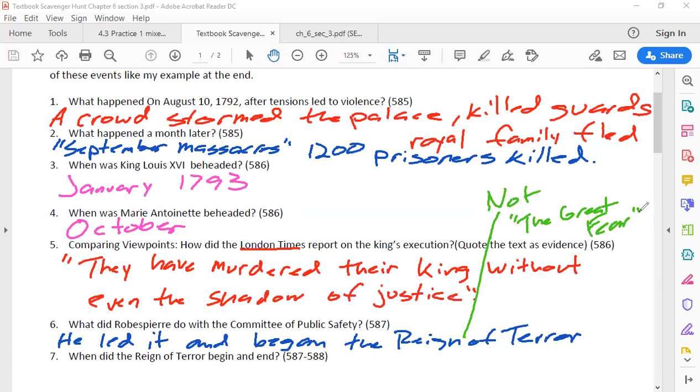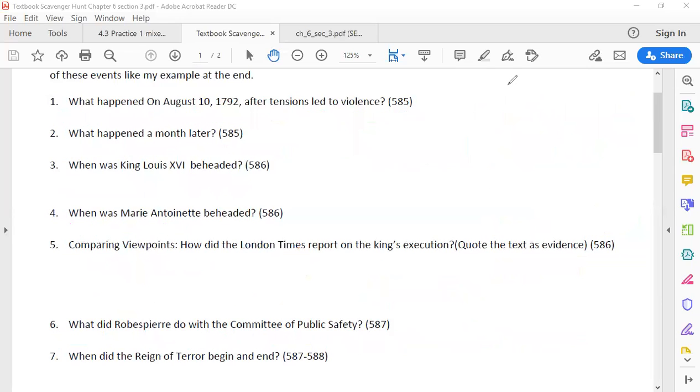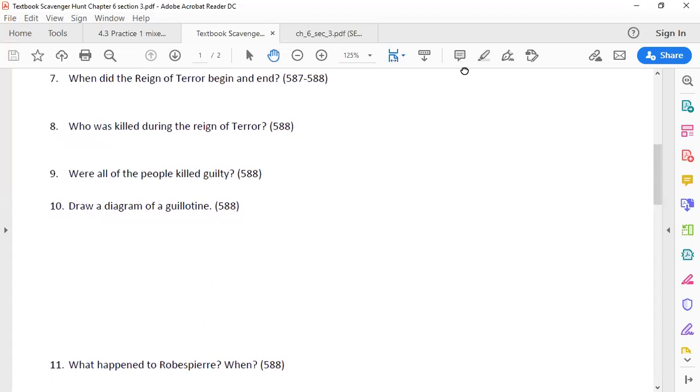I'm going to clear the notes here and I'm going to move on. Catch them in the video later if you need them. Question 7 says, when did the Reign of Terror begin and end? The guillotine defines the Reign of Terror. Robespierre was one of the chief architects of the Reign of Terror, which lasted from September of 1793 to July of 1794.